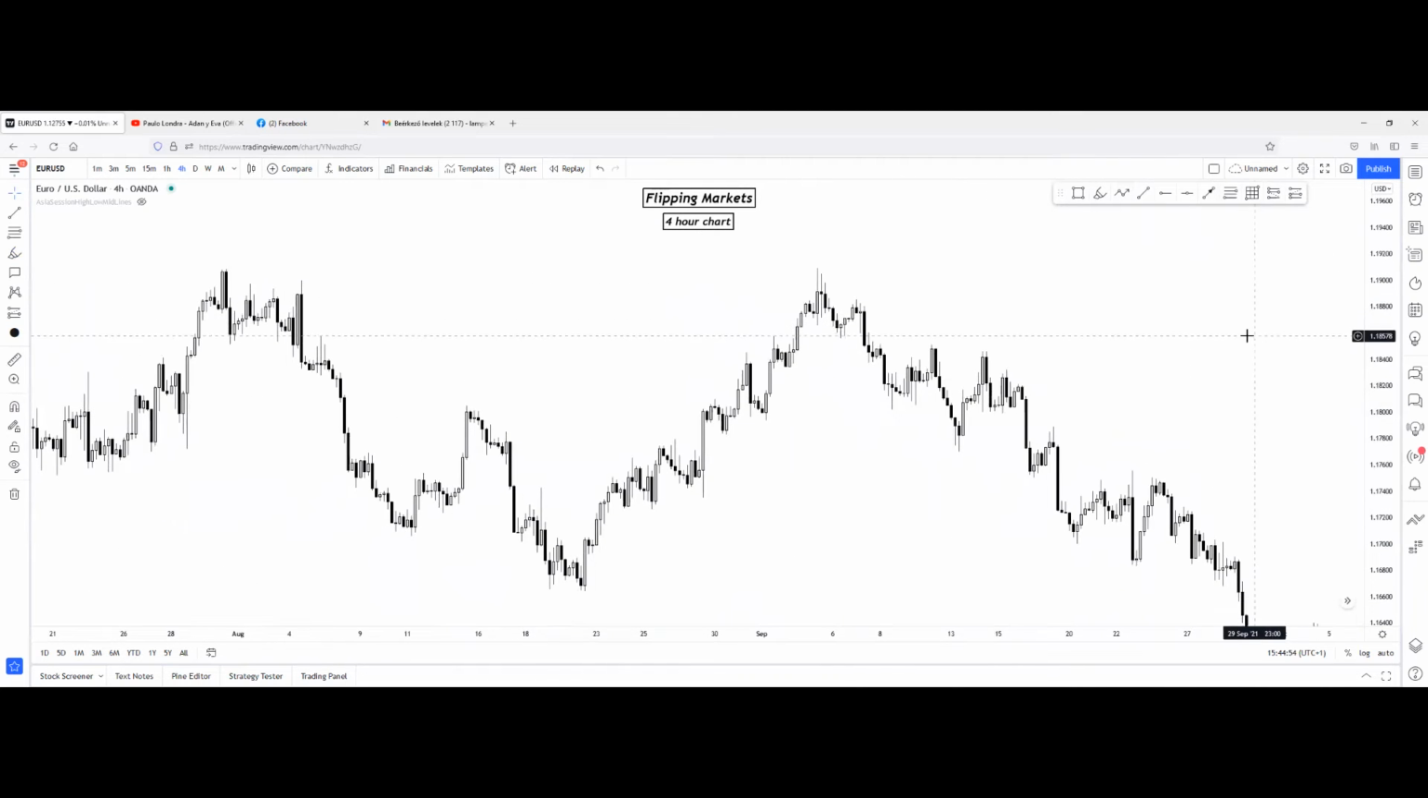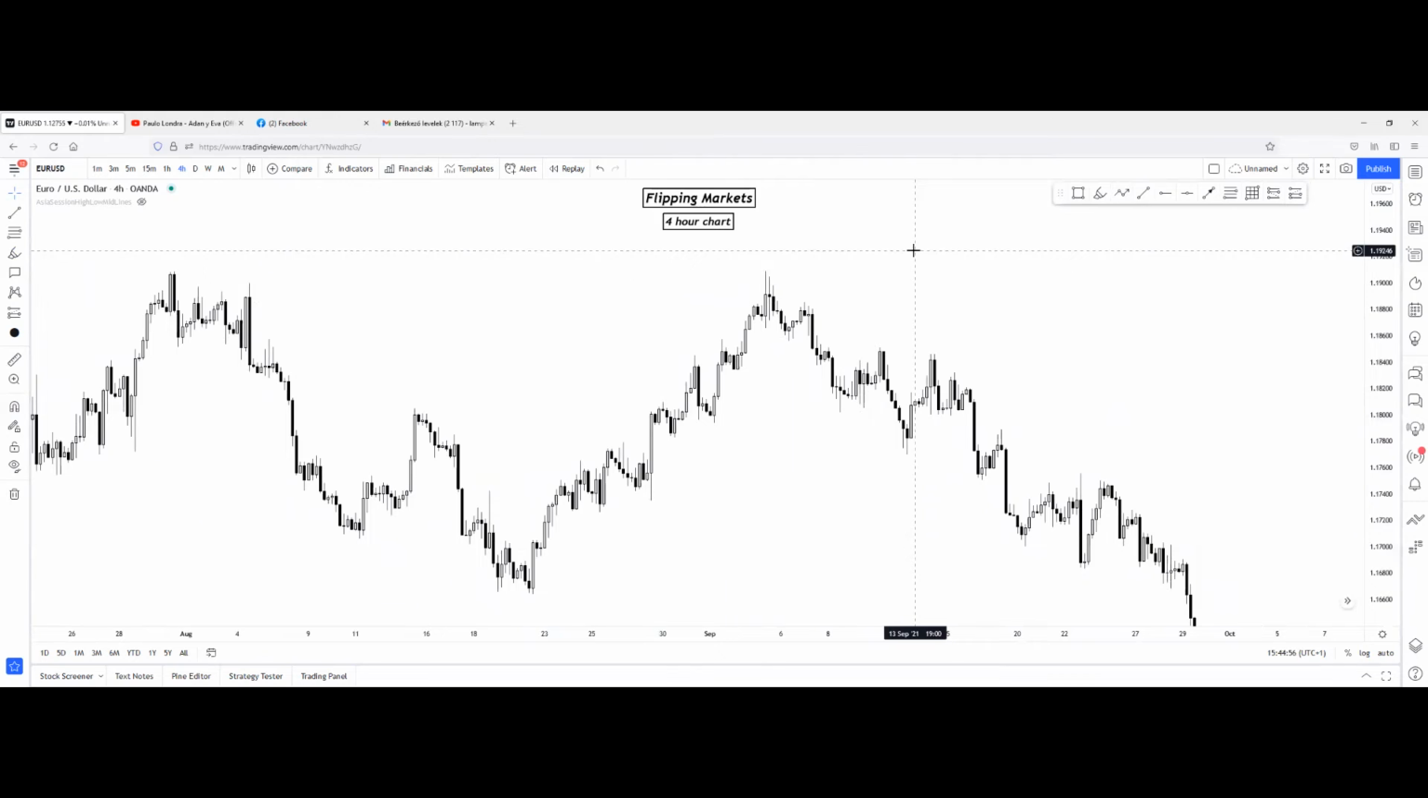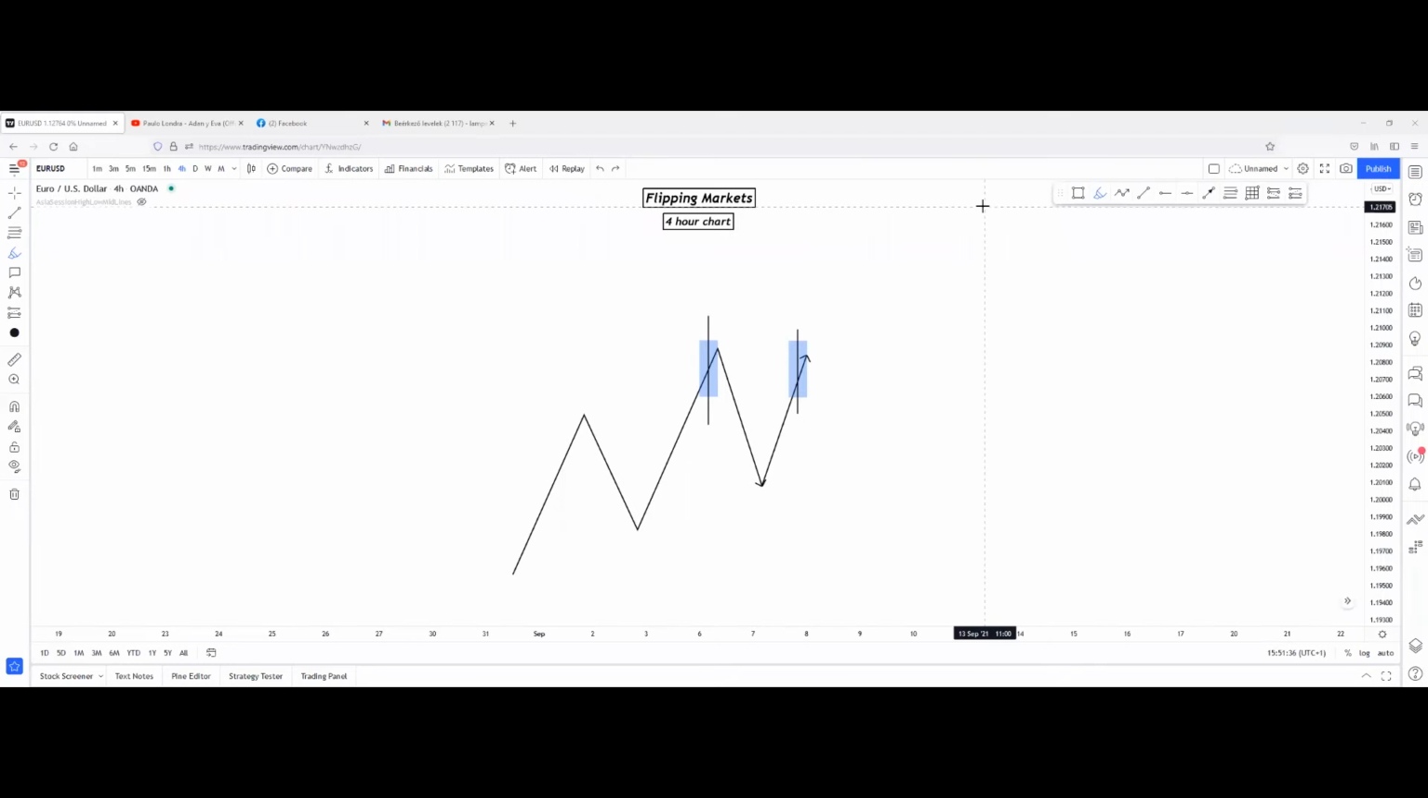This is the breakout structure. Now let's see how we can identify the breakout structure. Okay, so let's see an example for the body and the wick closures.